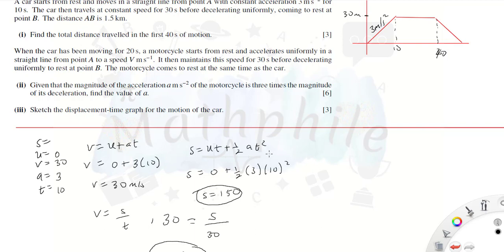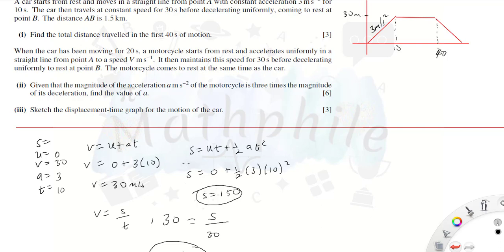When the car has been in motion for 20 seconds, the motorcycle starts from rest and accelerates uniformly in a straight line from point A to a speed of v meters per second and maintains the speed for 30 seconds. Interesting. Then it decelerates uniformly to rest at point B. The motorcycle comes to rest at the same time as the car.